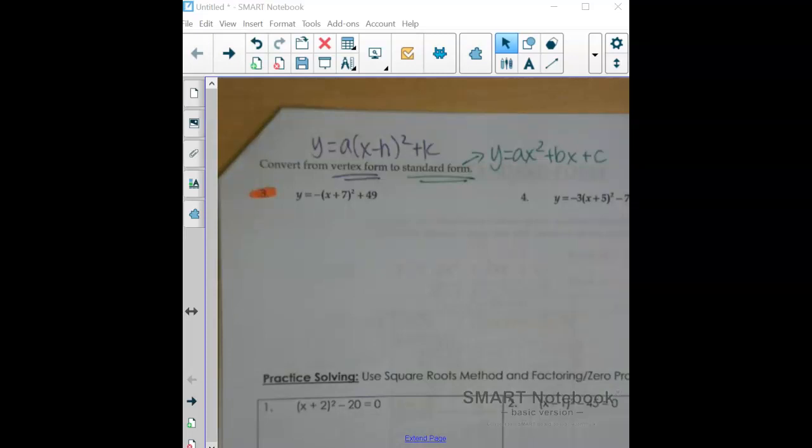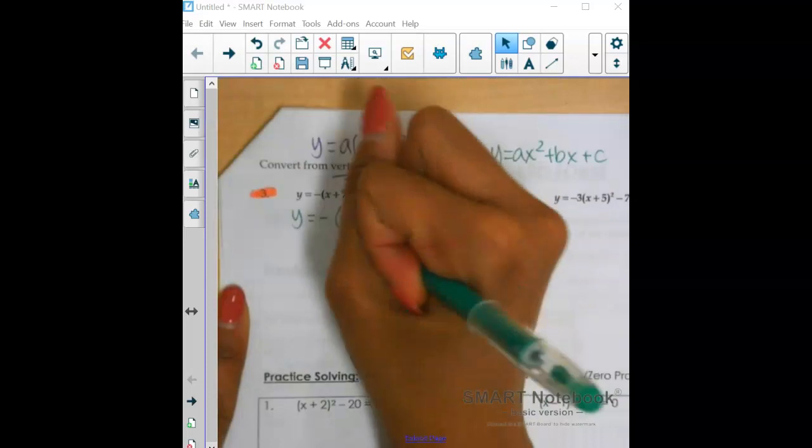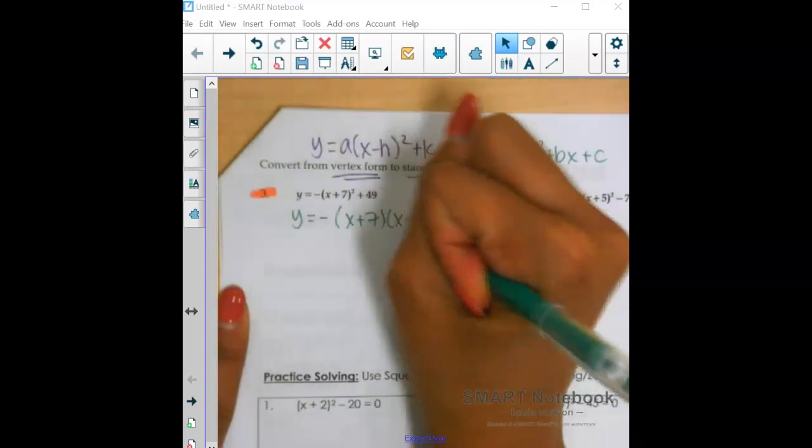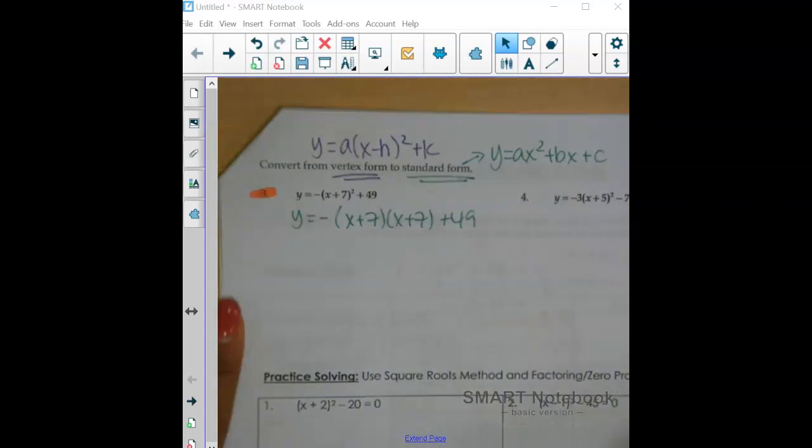What would you do? Go ahead, Alex. What do you mean, x plus 7 squared? What does x plus 7 squared mean? You would have to FOIL it. X plus 7 squared means that you're going to have y equals negative x plus 7 times x plus 7 plus 49. I just expanded that squared.